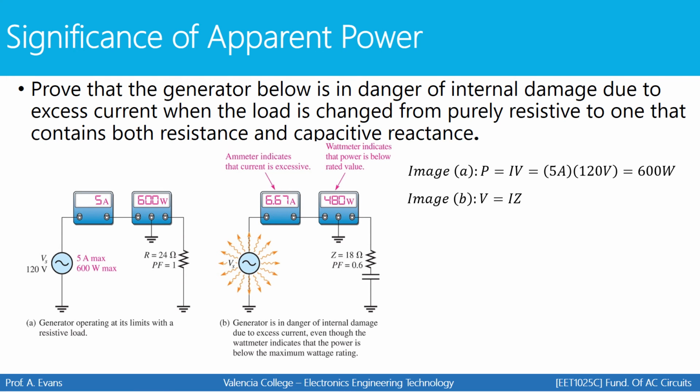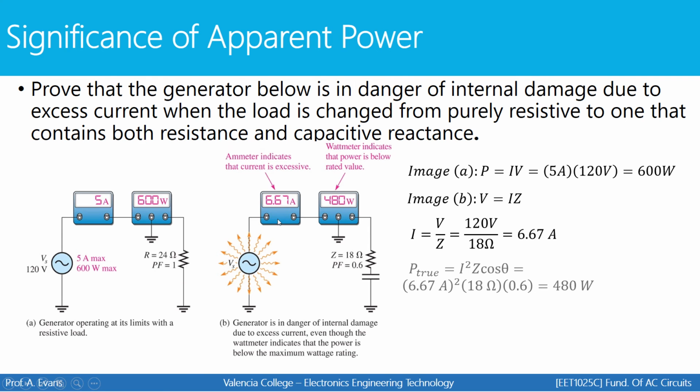In image B, the voltage is going to be equal to the total current times the total impedance. So we know that current is voltage divided by impedance. So I have a 120 volt source divided by the impedance given as 18 ohms. That's how my current is 6.67 amps.